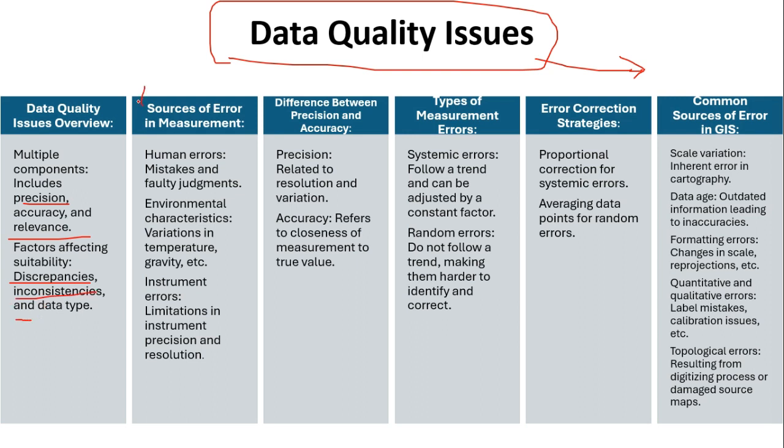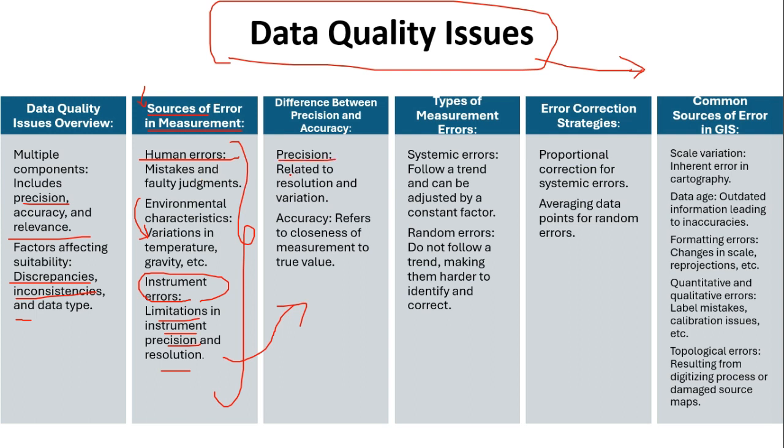These issues can arise from sources of error in measurement, like human errors, mistakes and faulty judgments. Also, some environmental characteristics affect measurement, like variation in temperature and gravity. Error in measurement can also happen due to instrument errors, like limitations in the instrument's precision and resolution. These kinds of errors happen while taking measurements. To minimize these errors, we have to follow the precision and accuracy concepts on each and every measurement.